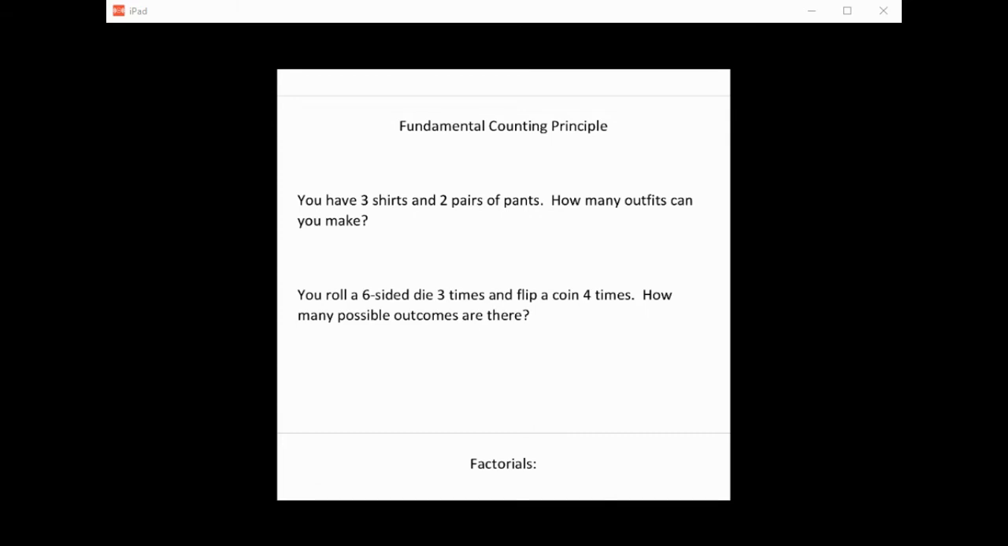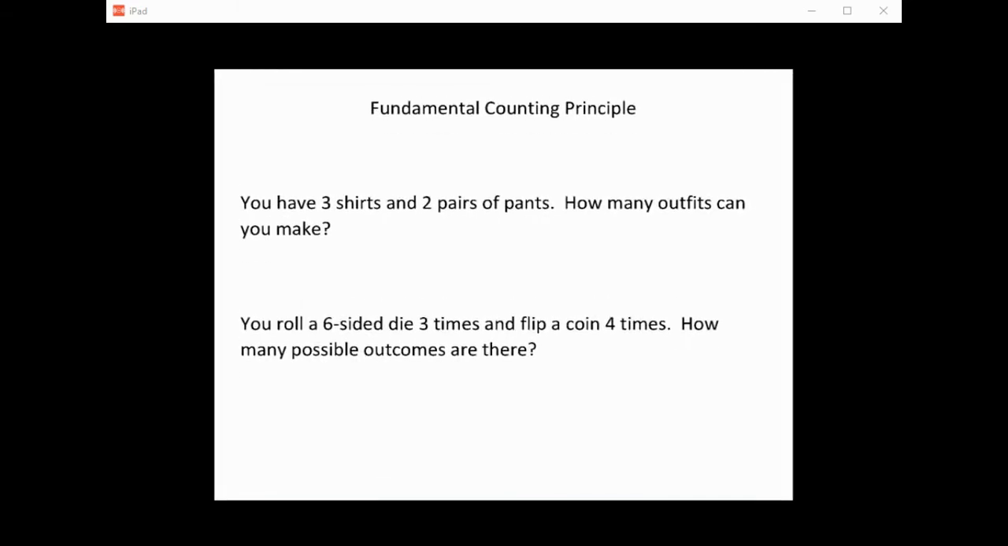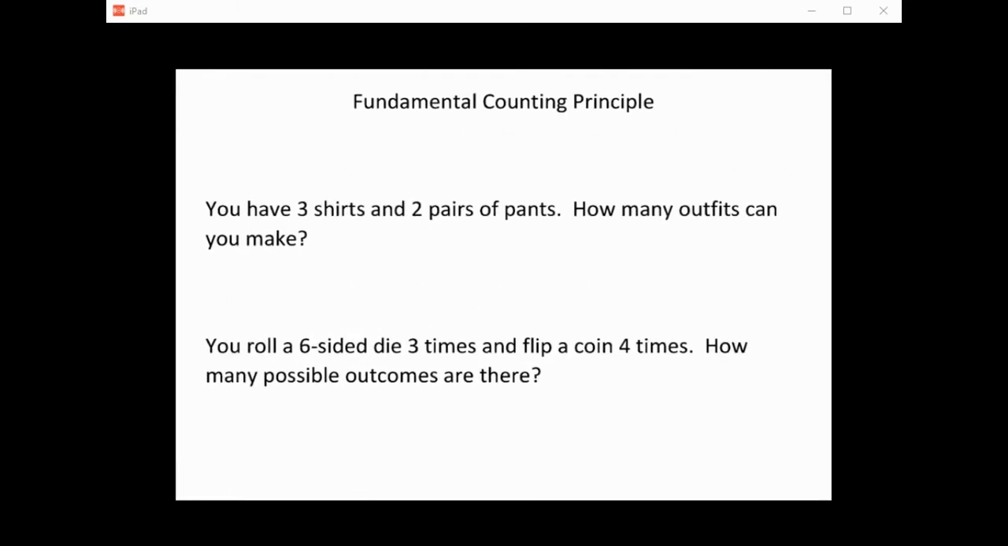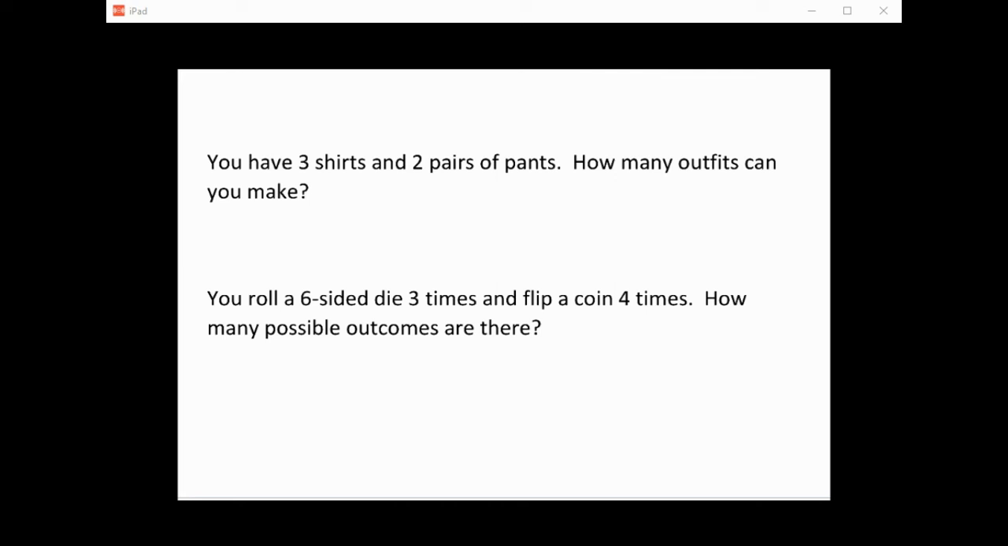Okay, so this is from yesterday, and as far as when to use the fundamental counting principle, it's kind of like when you have different things that you're putting together. So like, you have shirts and you have pants and you're putting them together to make an outfit. You're just gonna use the fundamental counting principle and multiply them together.